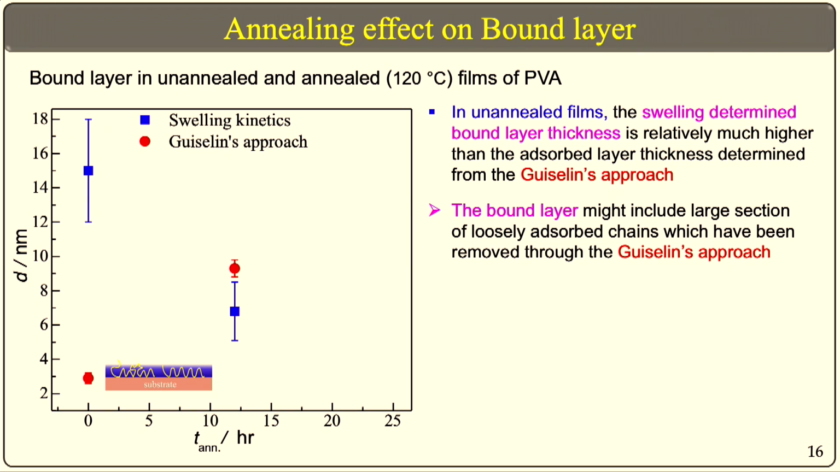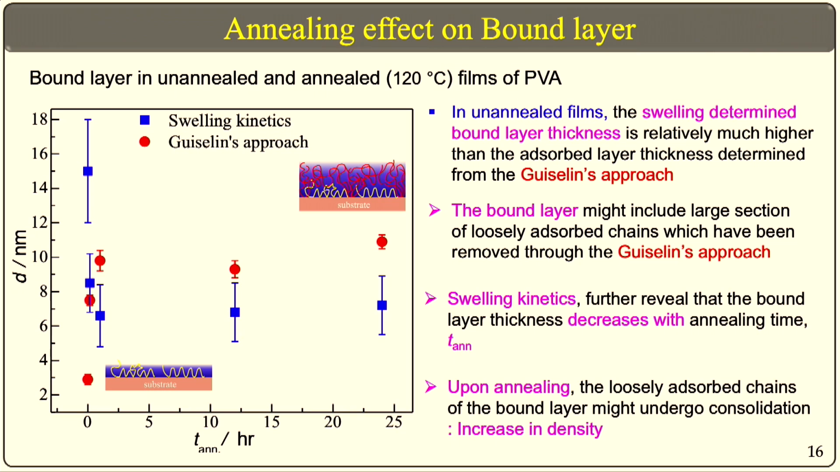So now when we try to fill in the gaps with different annealing temperatures, let's focus on the swelling kinetics first. We see there is a drop in the film thickness, and then it saturates after just 1 hour of annealing. That means this bound layer which I talked about, the loosely adsorbed chains, now they kind of densify, and we saw the increment in the density as well in earlier slides. So this leads to the decrease in the thickness of the polymer film. So the overall bound layer thickness kind of saturates after a certain extent.